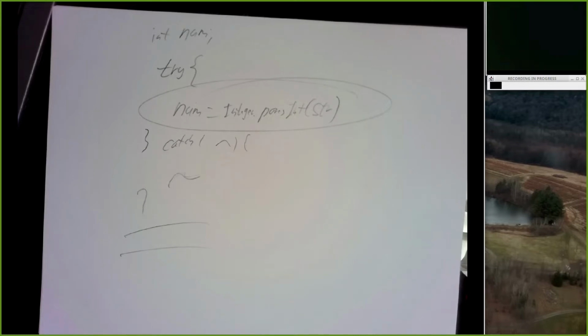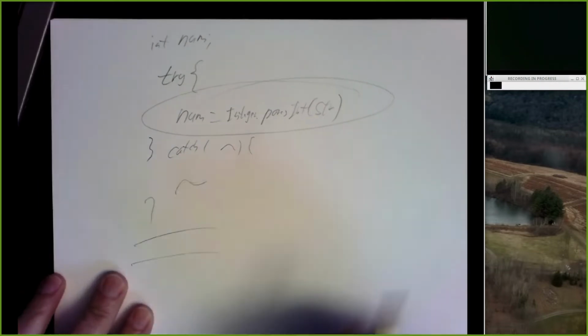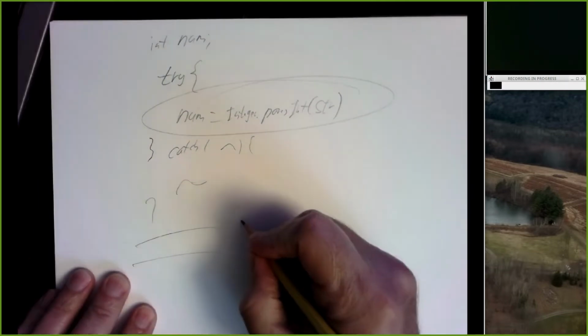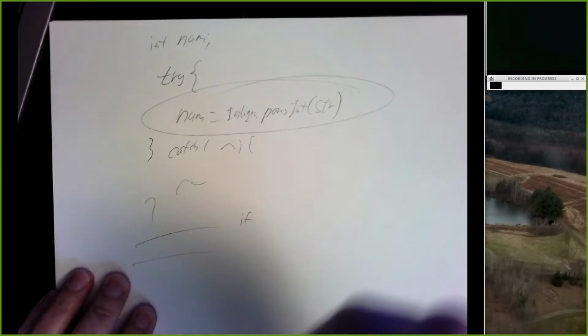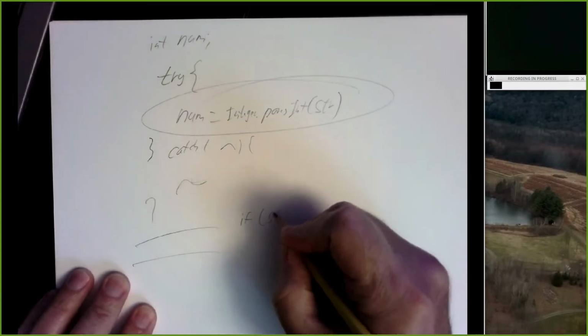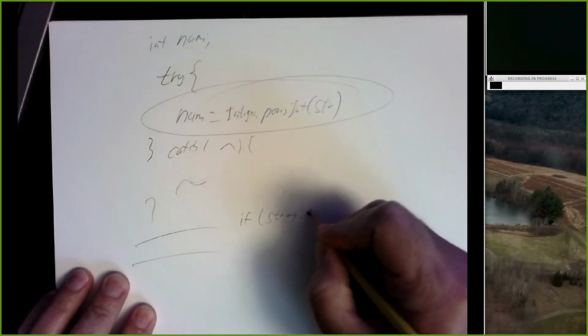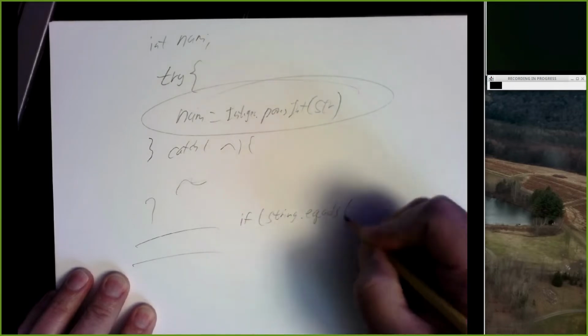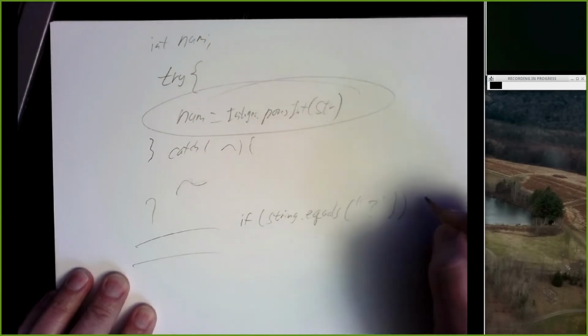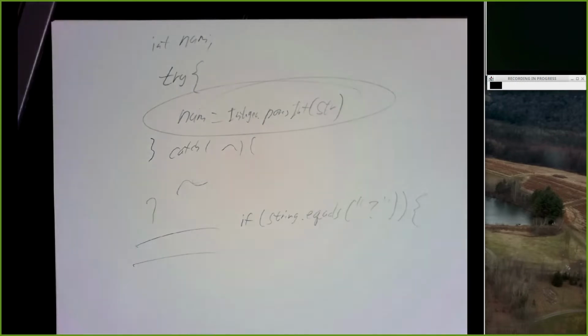So checking to see if an input symbol is a question mark. This is exactly like in PA1A. If your input string is in a variable called string, for example, you can say if string dot equals double quote question mark. And that statement should be true if the input is exactly just that question mark.